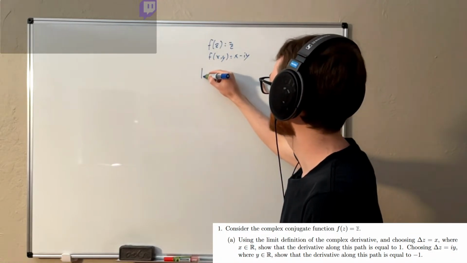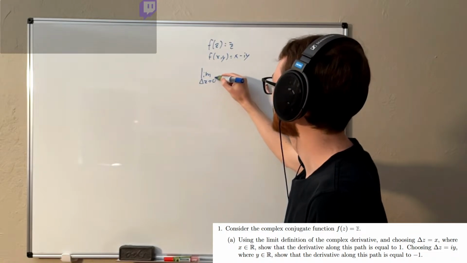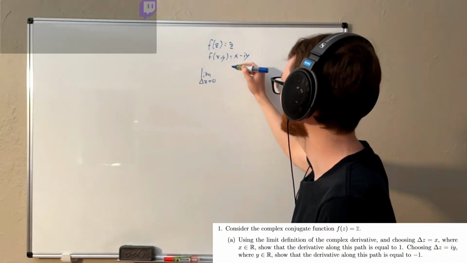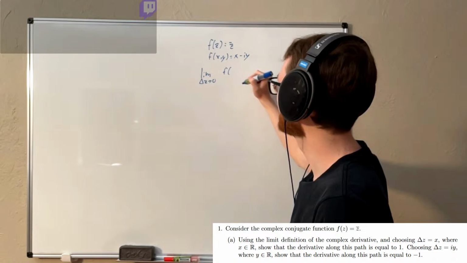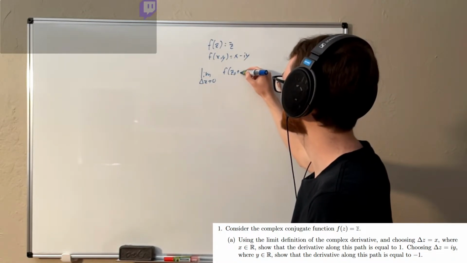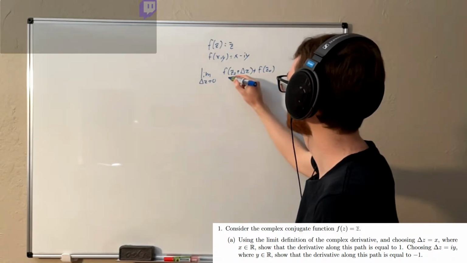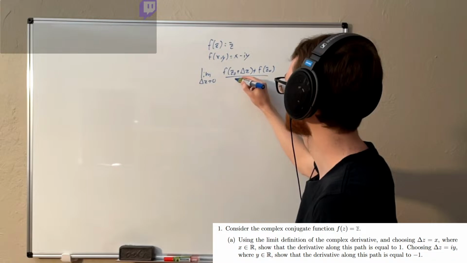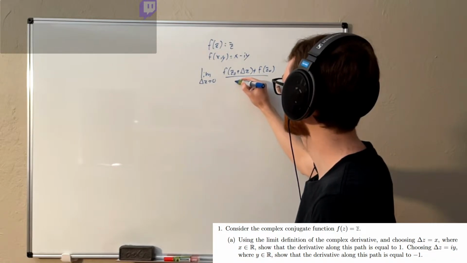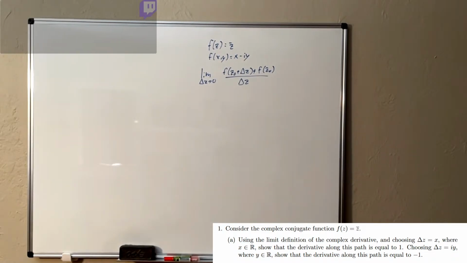Now the limit definition of a derivative for a complex function is f of z naught plus delta z minus f of z naught. Is it minus? I need to look at that. It's probably a minus. It's almost certainly a minus, because that's the formula for slope. It is a minus.